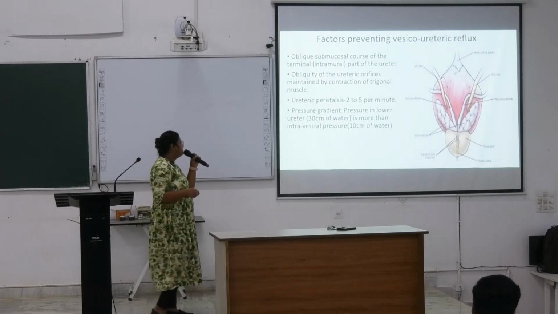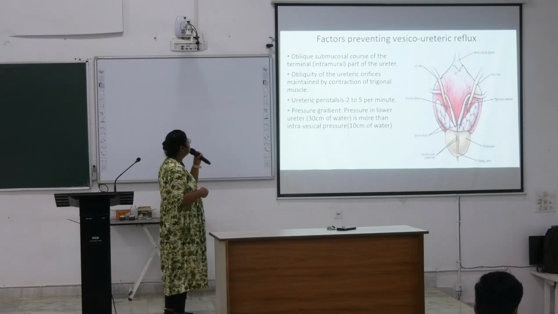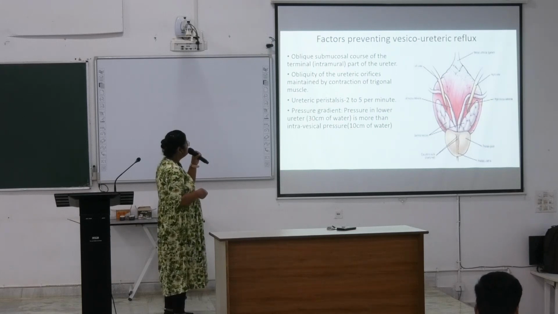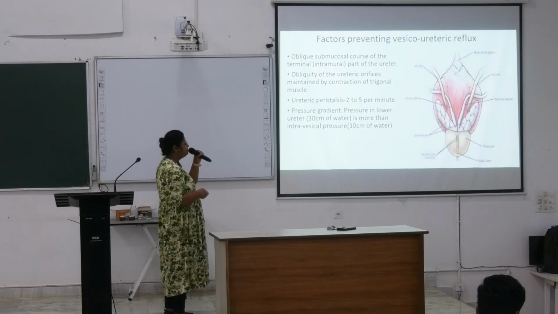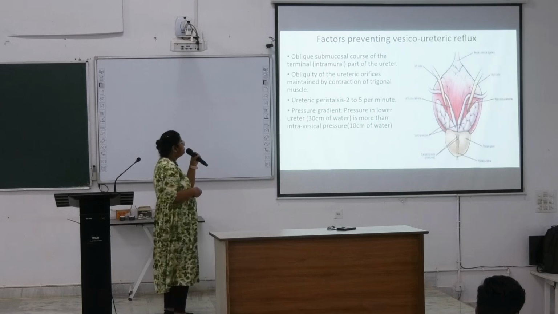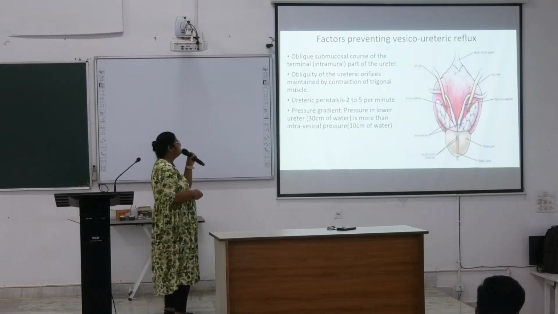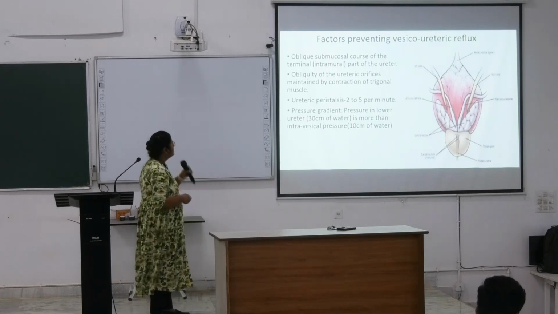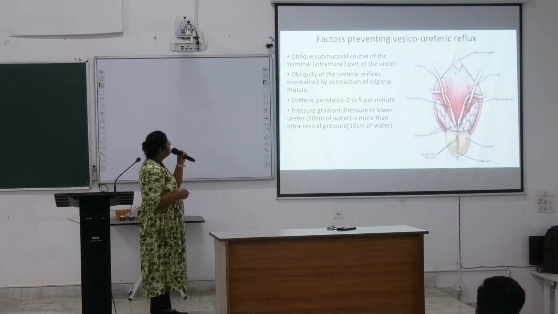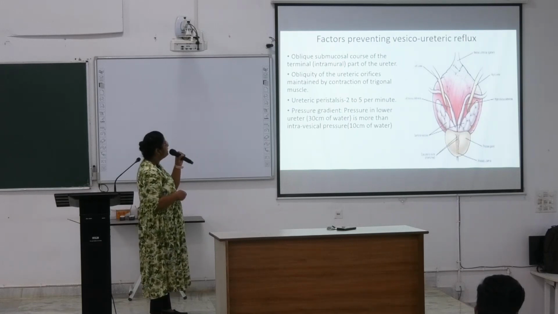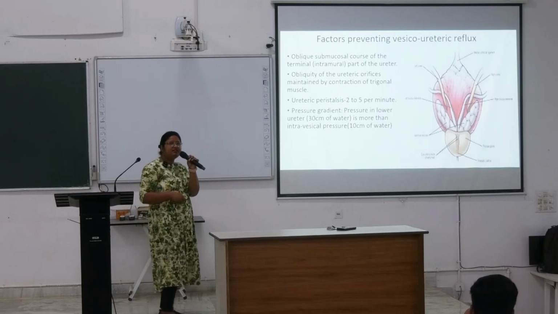And pressure gradient: pressure in the lower part of the ureter, about 30 centimeters of water, is more than the intravesical pressure. Intravesical pressure is 10 centimeters of water. So from the ureter, urine will drain into the bladder, because all fluid drains from high pressure to low pressure area.